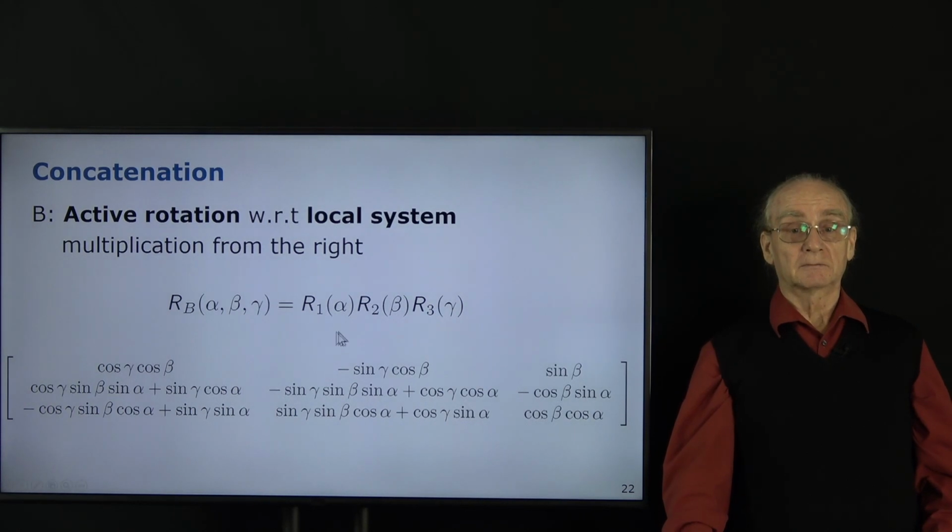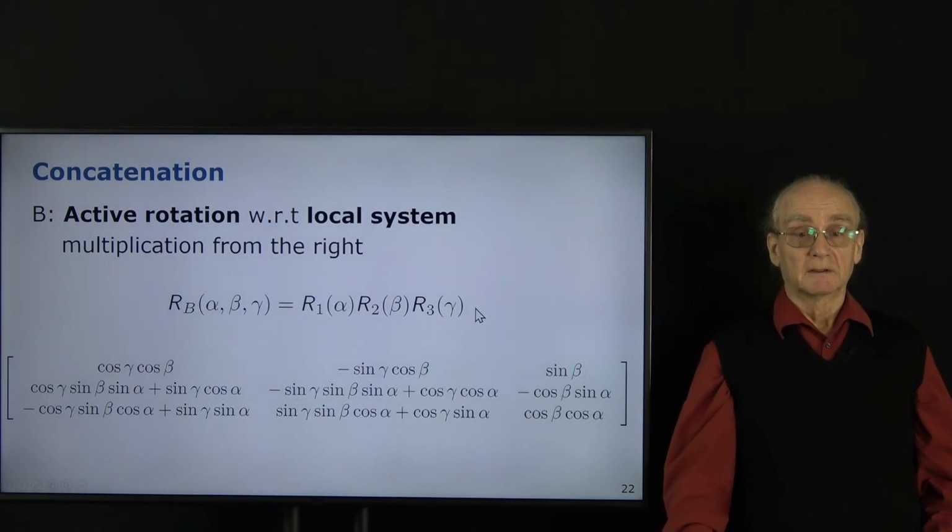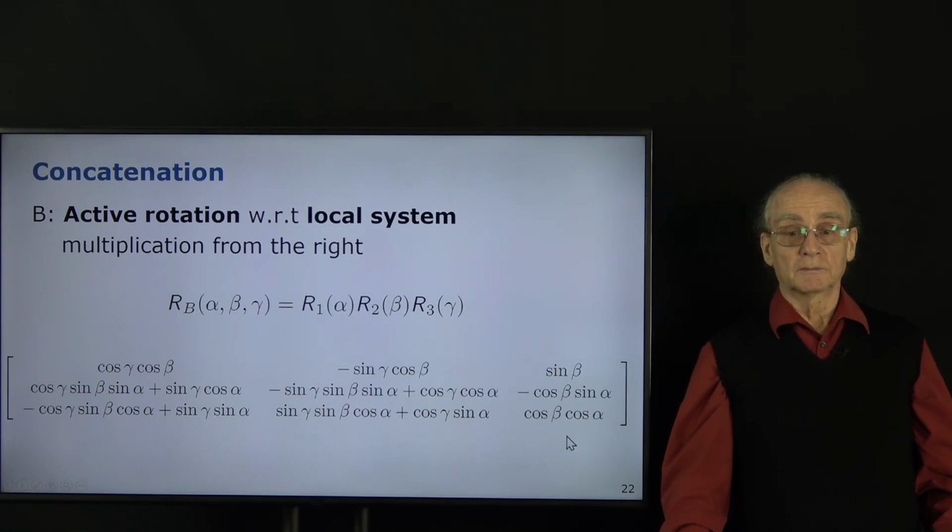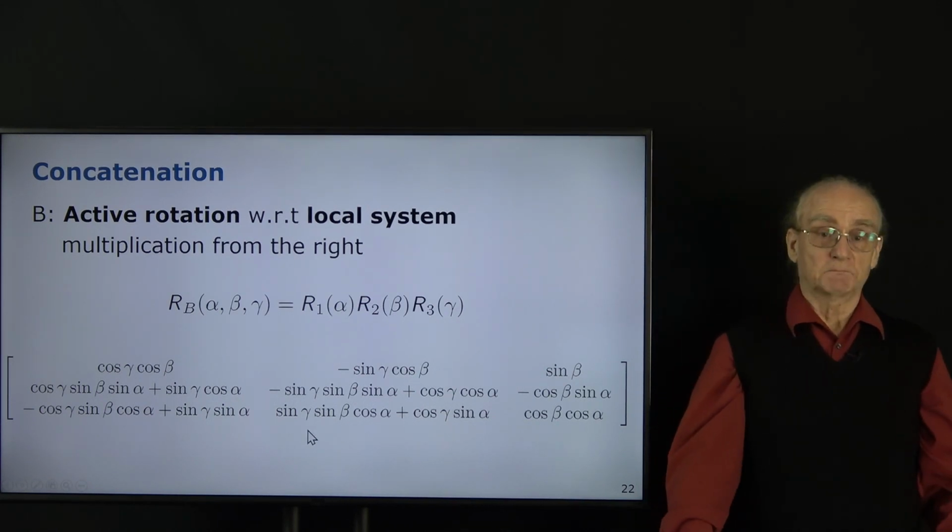And if you then write this down, we need to do the multiplications from the right. And of course this will lead to a different matrix. This is shown here. Similar structure. We have 1 element depending on 1 angle. The row and column are products of sines or cosines. And the other 4 elements are sums of products of cosines and sines.